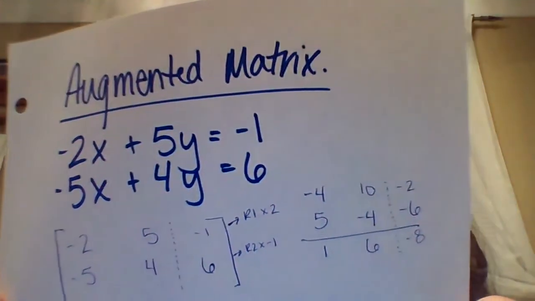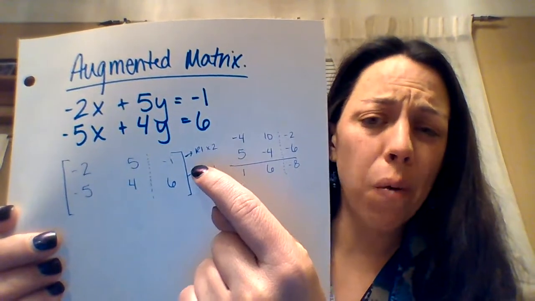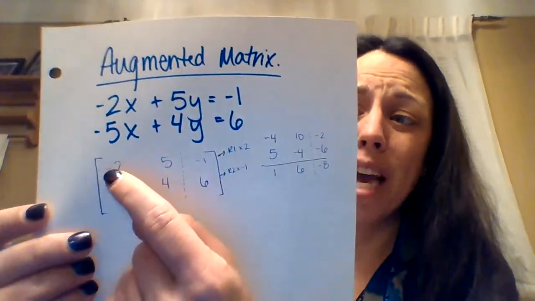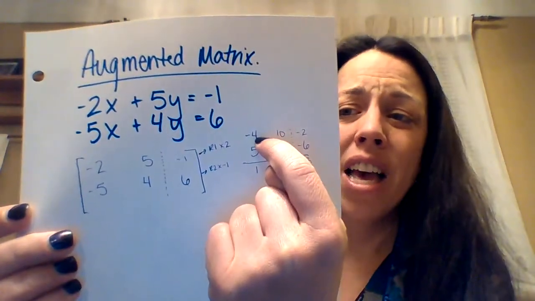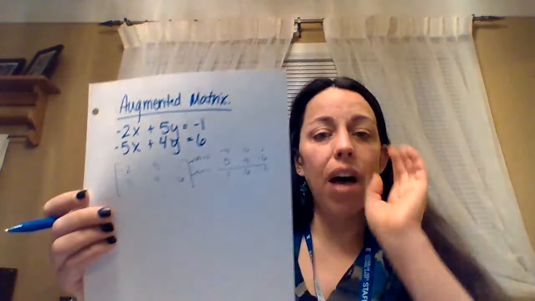So if I add those together, negative 4 plus 5 gives me 1. 10 plus a negative 4 would give me 6. And the 6 and the 2 are both negative, so I would get negative 8. Guys, if you really wanted 1 and 2, we probably could have multiplied row 1 by negative 3, because negative 3 times negative 2 would give me positive 6. And then I would have had positive 6 and a negative 5, and that would have worked itself out.